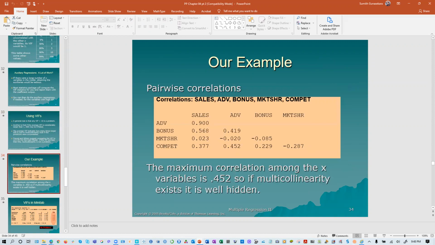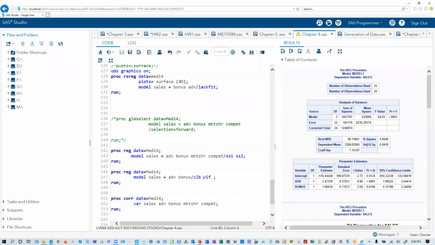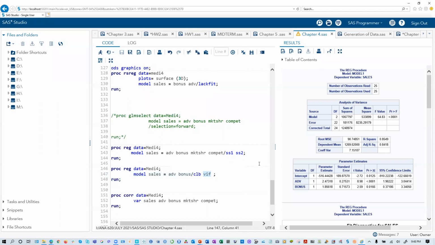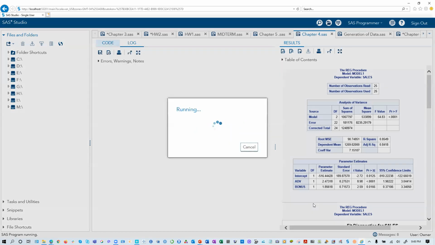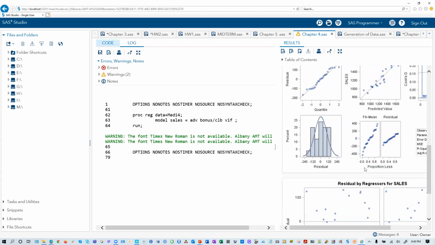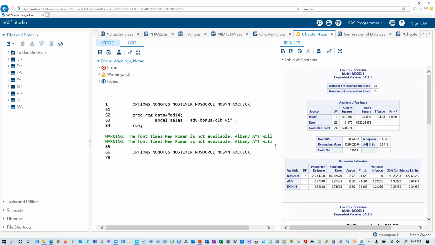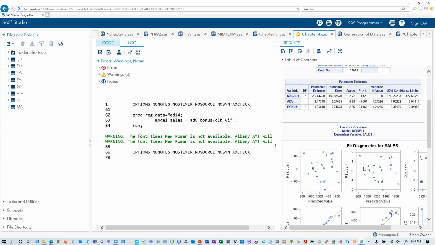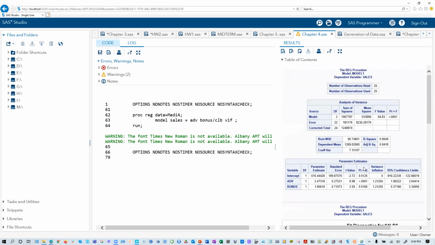We don't run anything by hand. We can easily get those values by running VIF. When you say, give me the VIF, that will give you everything in one shot. Sales, advertising, CLB, VIF. Let's run this one for you to see. Variance inflation, see, it's already been given. So we don't do anything by hand. We have a formula, but we don't do it by hand.